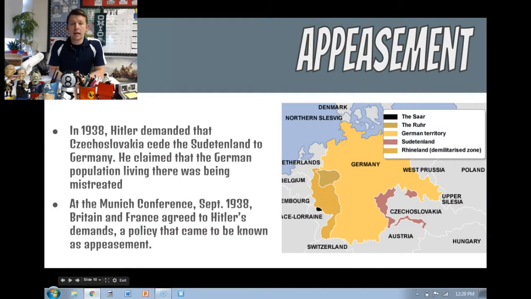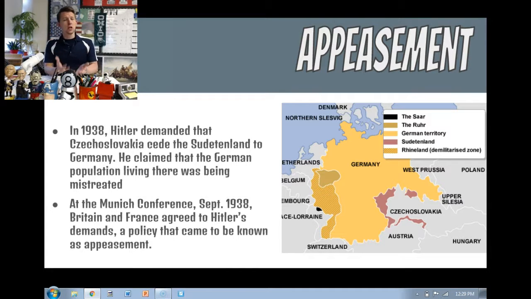Now, in 1938, Hitler demands that Czechoslovakia cede what was known as the Sudetenland. That's that stretch of land at the top and northwest of Germany. It was, again, part of Germany before World War I. They had to give up that territory as part of the Treaty of Versailles. And he claimed that the German population living there, the people who spoke German, were being mistreated.